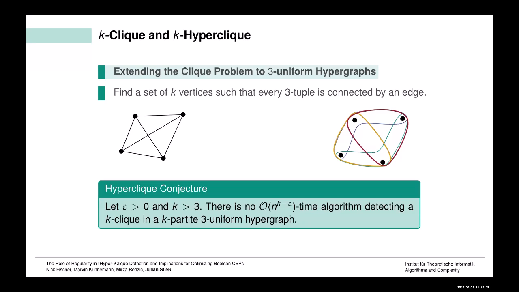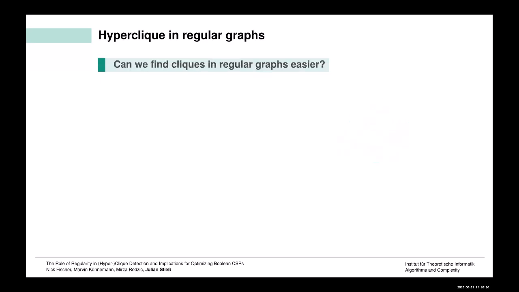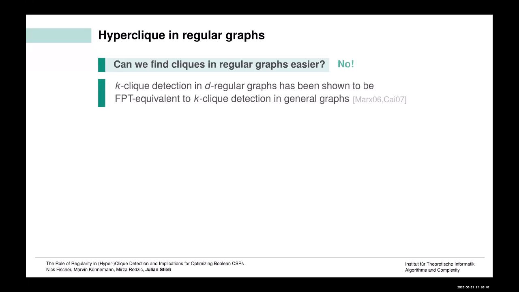And now the question that we're going to ask for this talk is, can we find cliques in regular graphs easier? So if I have a degree-regular graph, so every vertex has, for example, degree d, is there any way to exploit this to achieve an algorithm that finds cliques faster? And the answer is no, sadly. It has been shown about 20 years back in the FPT community that K-clique detection in d-regular graphs is in fact FPT-equivalent to K-clique detection in general graphs.